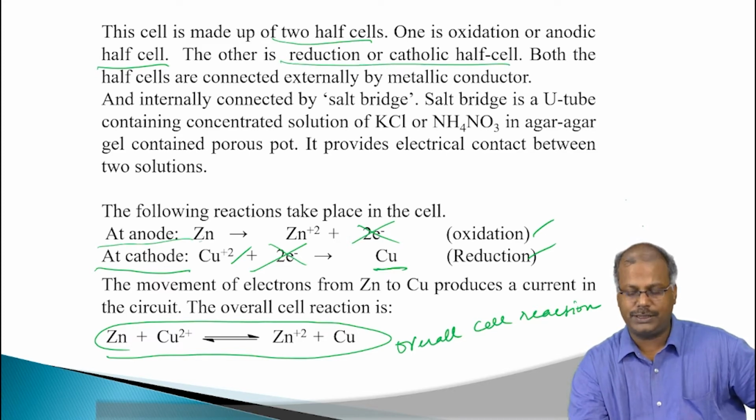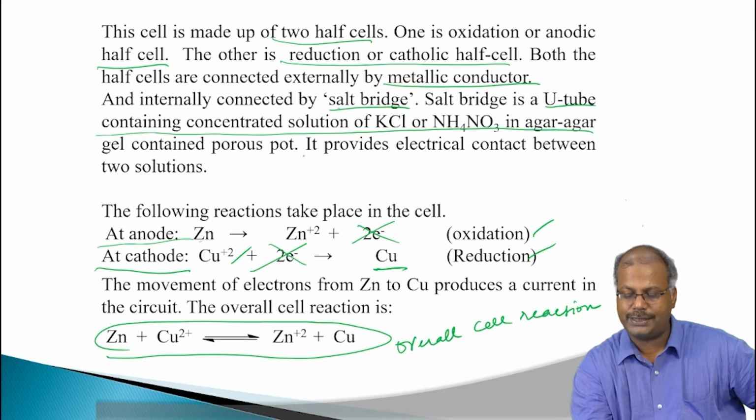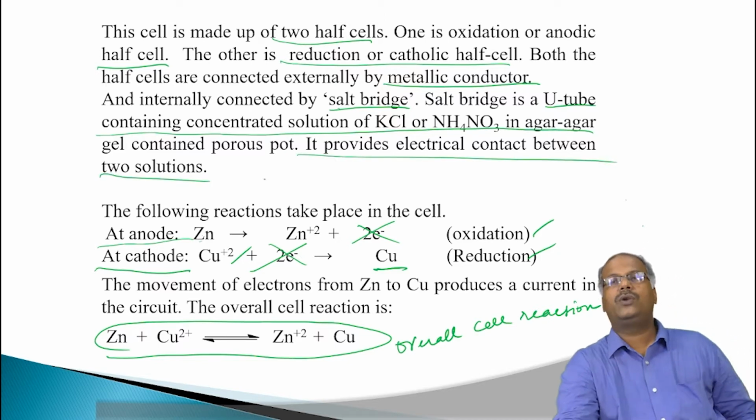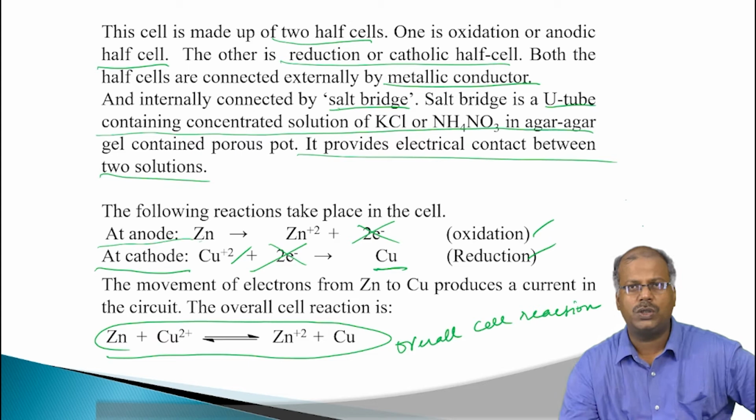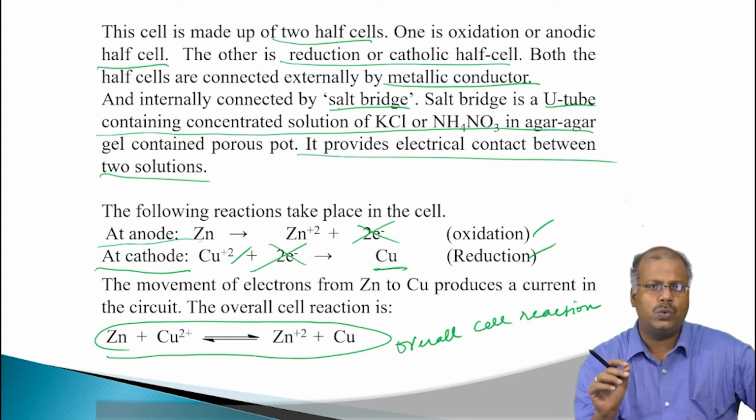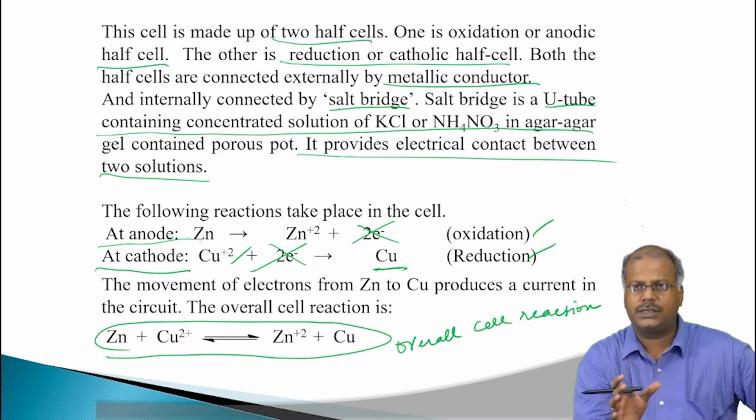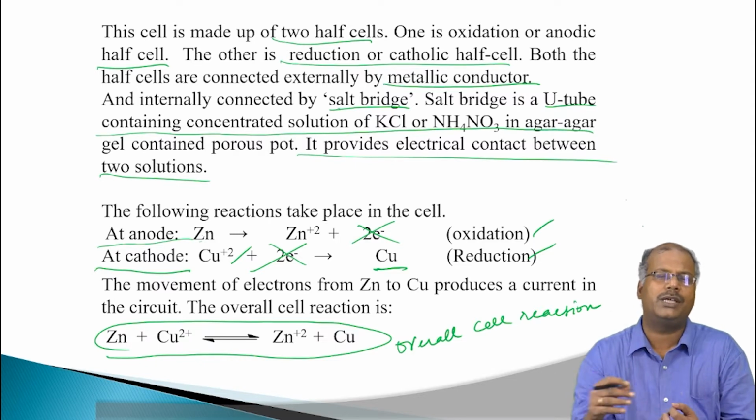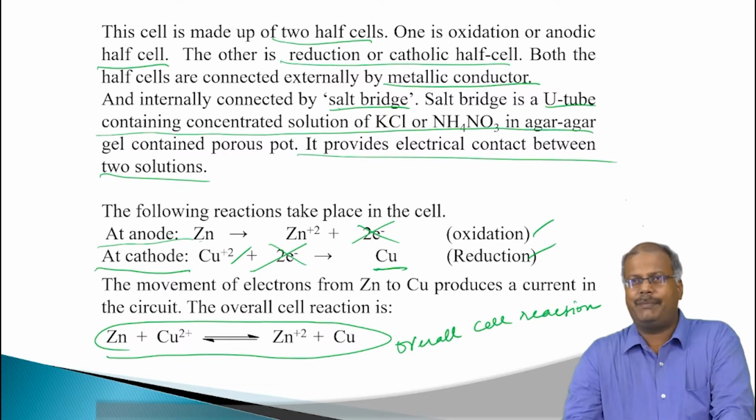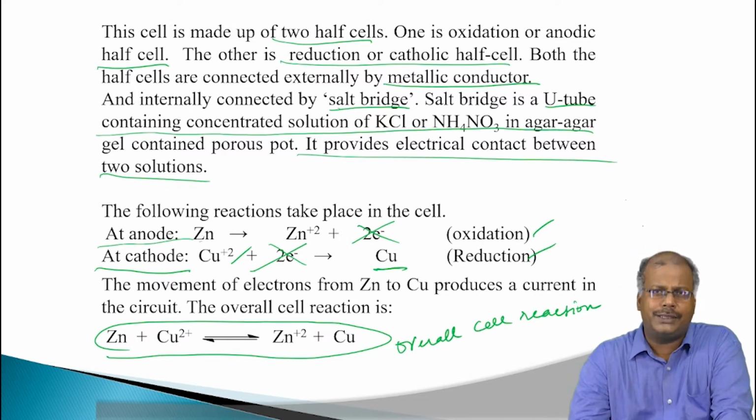Okay, both the half cells are connected by a metallic conductor, and internally also through a salt bridge. A salt bridge is nothing but a U-tube containing a concentrated solution of KCl or ammonium nitrate in agar gel, and it is contained in a porous pot. It provides electrical connection. Actually, the role of the salt bridge is that it doesn't allow the 2 electrolytes to mix with each other, and only the ions transport between the two electrodes, as we have shown in the previous slide. Only the ions will flow from one bath to another bath and not the overall electrolyte. Thereby it maintains electrical neutrality. Okay, next.